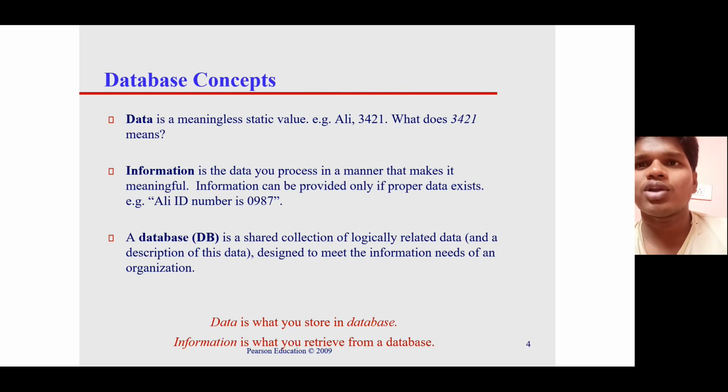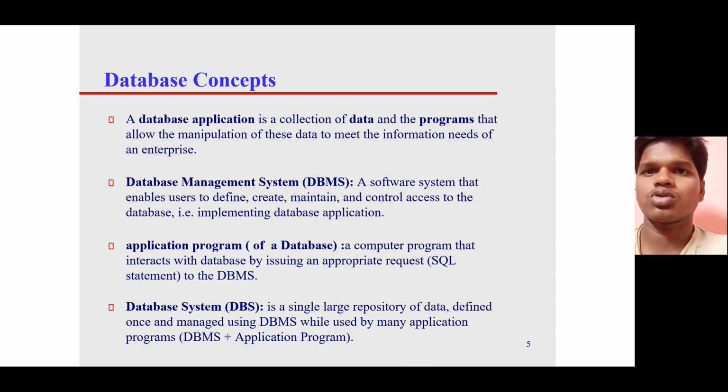Data is a meaningless static value. Information is the data you process in a manner that makes it meaningful. A database is a shared collection of logically related data designed to meet the information needs of an organization. And next, database concepts.